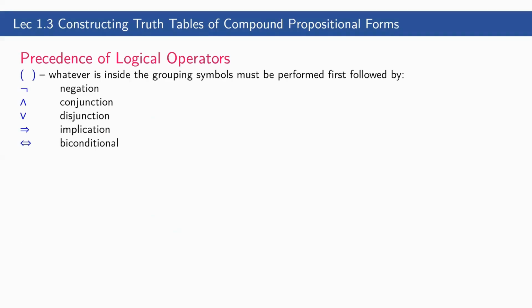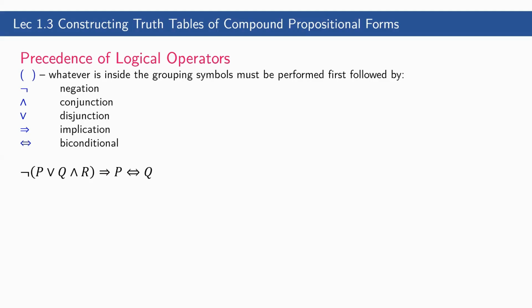Just like in algebra, wherein we follow the PEMDAS, parentheses, exponents, multiplication, division, addition, and subtraction, in order. In logic, we also have the precedence of logical operators. First, whatever is inside the grouping symbols like parentheses must be performed first, followed by negation, conjunction, disjunction, implication, and last, the biconditional. Suppose that we have here a compound proposition.